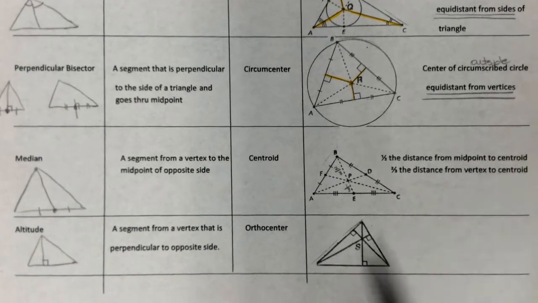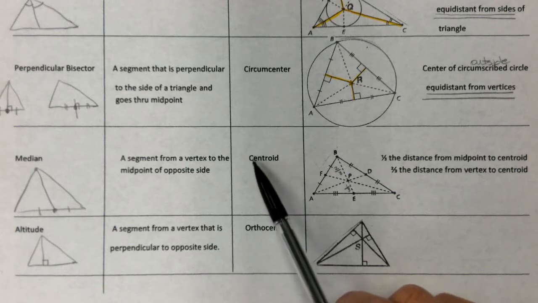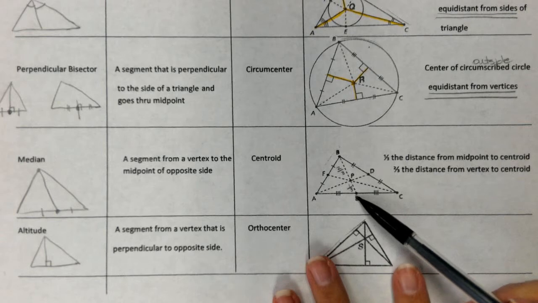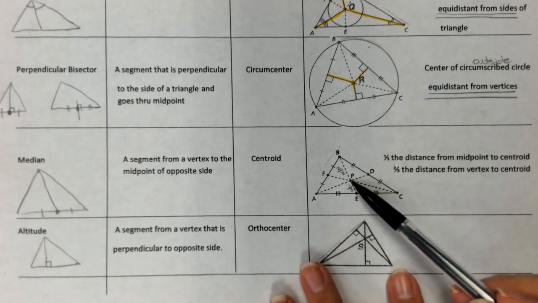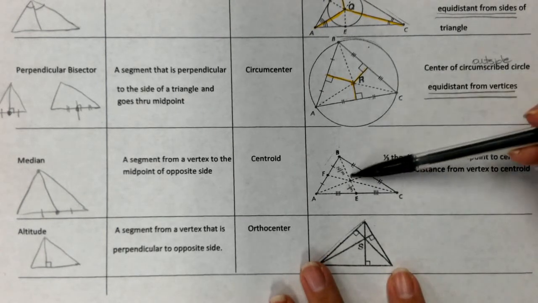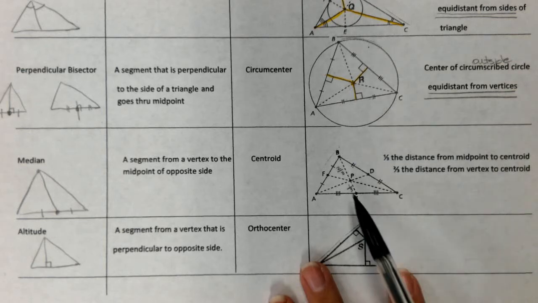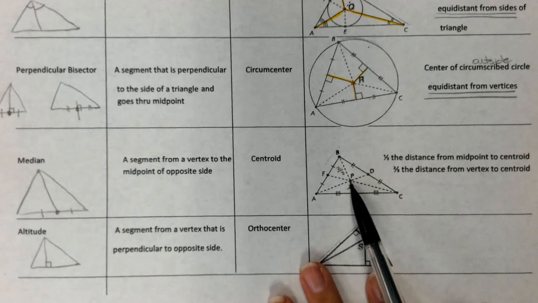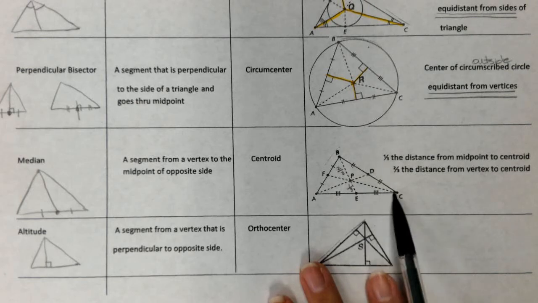We're going to do a little bit more work with it tomorrow, but a centroid is 1/3 the distance from the midpoint to the center and 2/3 from the center to the vertex. So here, 1/3 from the midpoint to the center, 2/3 from the center to the vertex.